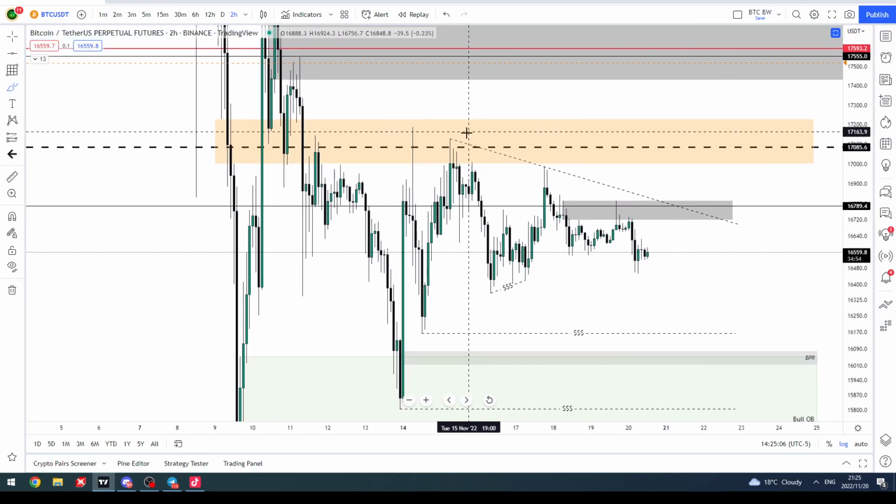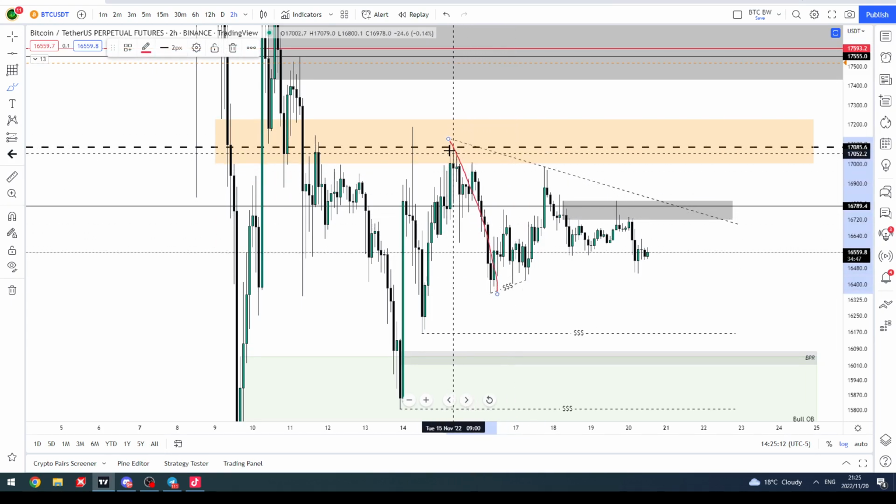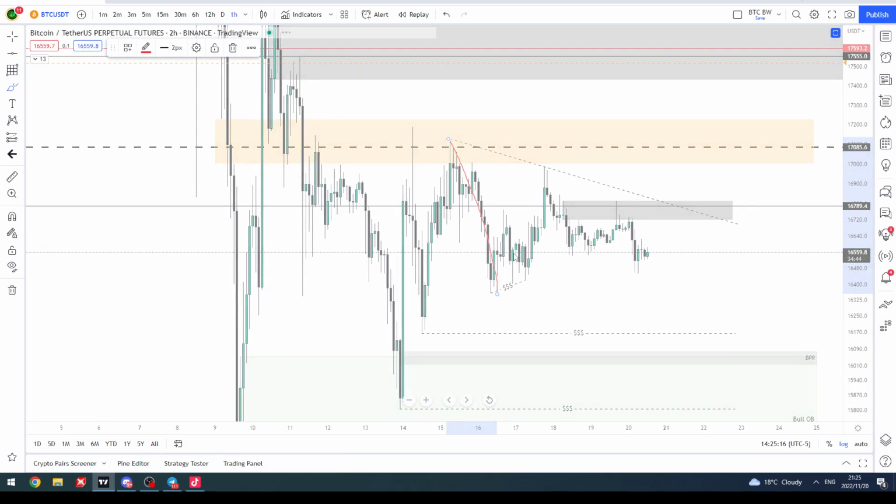Now we had this move up, and then we had this move down here, right? This move down here, let's go on a 1 hour or even lower, so it looks a bit better.